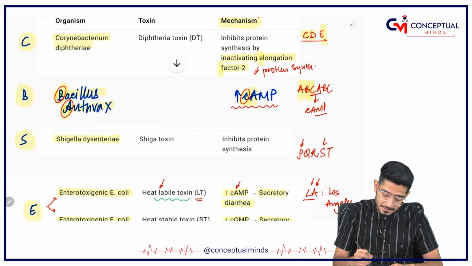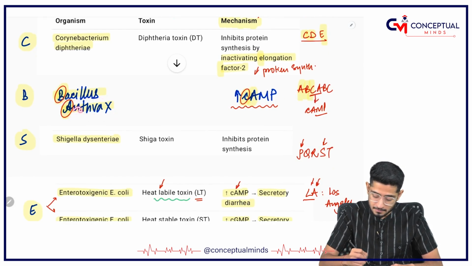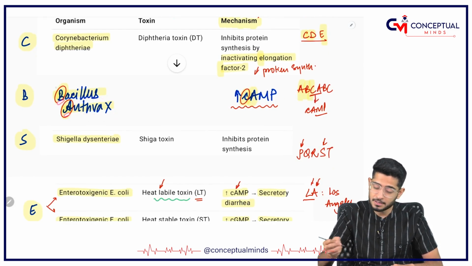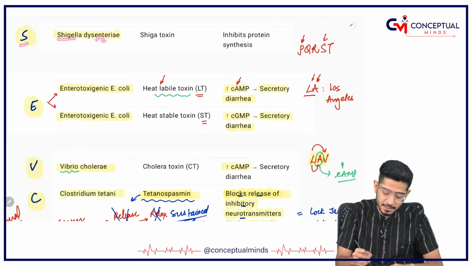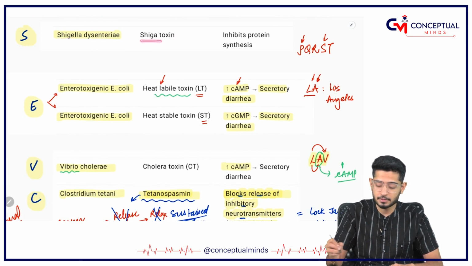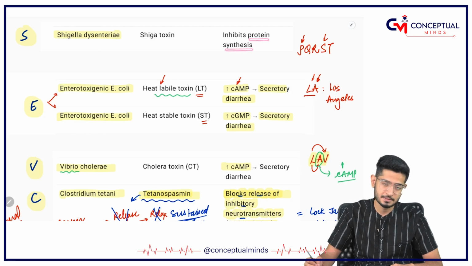Coming on to Bacillus anthracis. Remember, the mnemonic is ABC. A for anthracis, B for bacillus, C for cyclic AMP. I've written ABC twice to tell you: A for anthrax, bacillus, C is cyclic AMP. Coming on to the next part, Shigella dysenteriae, responsible for the release of Shiga toxins, is going to inhibit protein synthesis. How to remember?